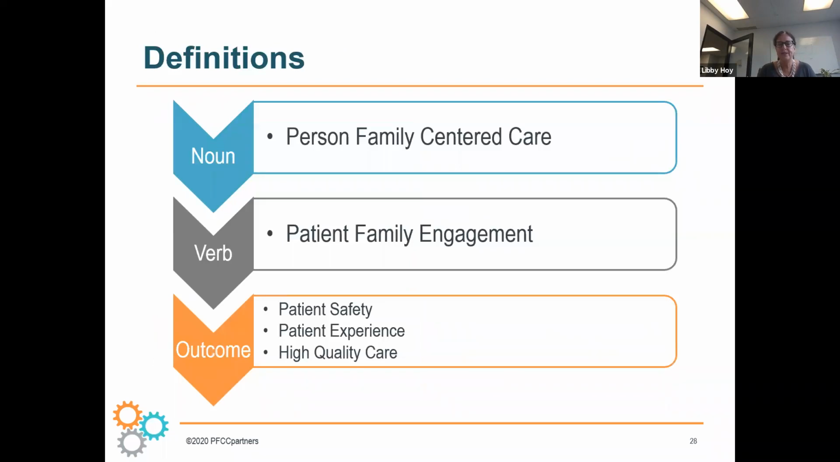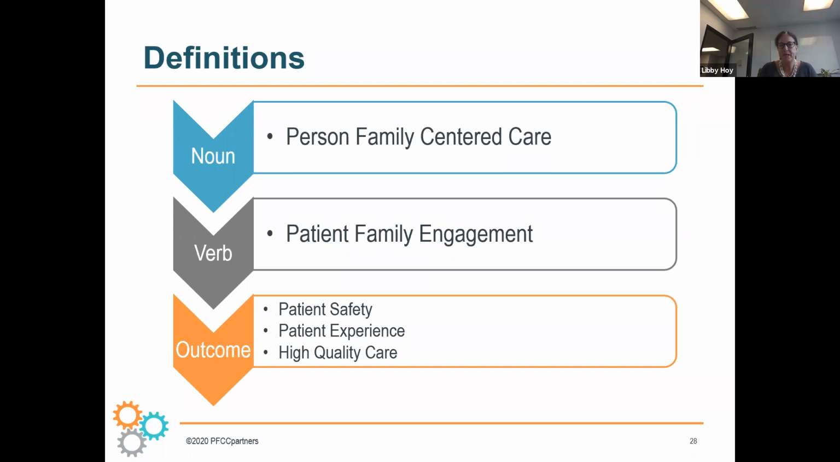I think it's always helpful to level set with how I'm thinking of these terms as I'm throwing them out there to you today. So PFCC Partners looks at patient, family, or person-family centered care as the model or the noun. It's the culture of care that we're implementing where we're allowing and inviting personal preferences and priorities to inform our care plans. Then patient-family engagement becomes a verb. It becomes action in the way that we do that. We're engaging with our patients and family caregivers in a way to improve outcomes.